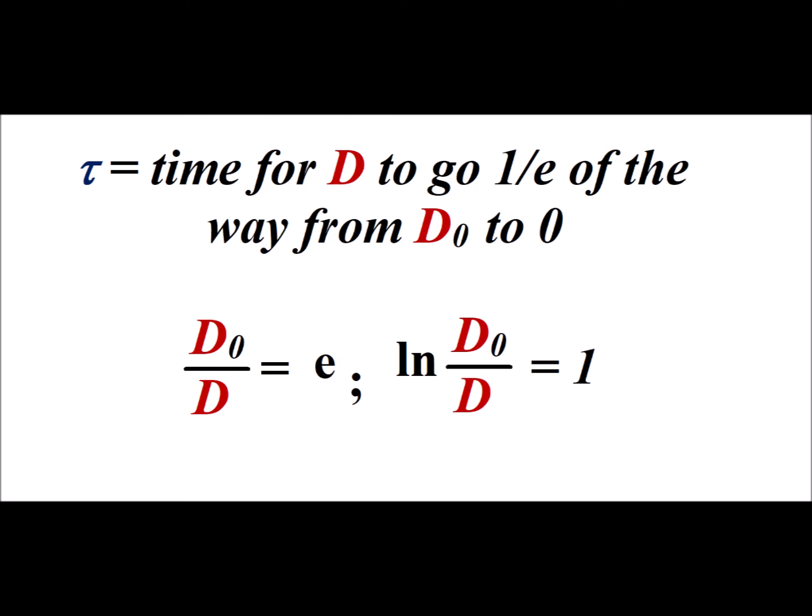Next, we define a quantity tau, the natural lifetime, which is the time for D, the difference between the concentration of the product and its equilibrium concentration, to go 1 over e of the way from D naught to 0. So that means we're looking for when D sub 0 divided by D is equal to e. And if we take the logarithm of each side, that means when the log of D0 divided by D is equal to 1.